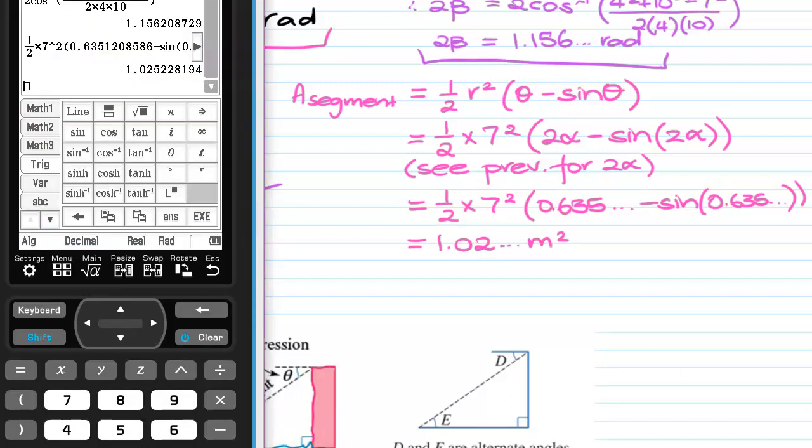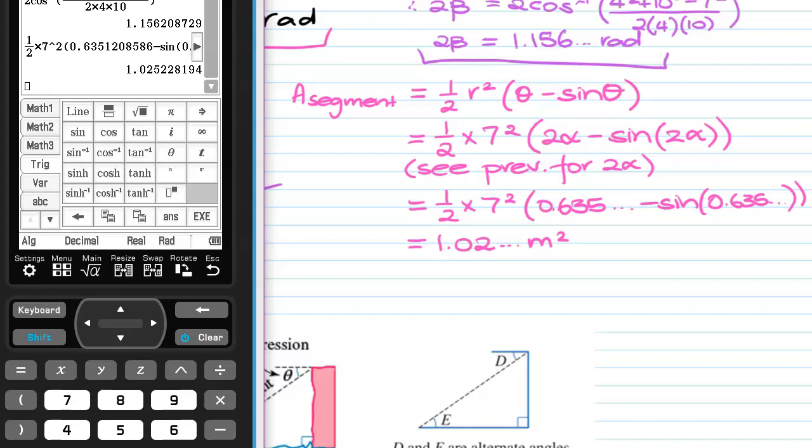Now you might have seen I got a negative for my answer then. When I checked through what I'd done on my calculator, I realised I'd accidentally put in inverse sine instead of sine. So that's one thing to keep in mind. So that's 1.02 ... meters squared. I'm going to just keep that whole number in my calculator.